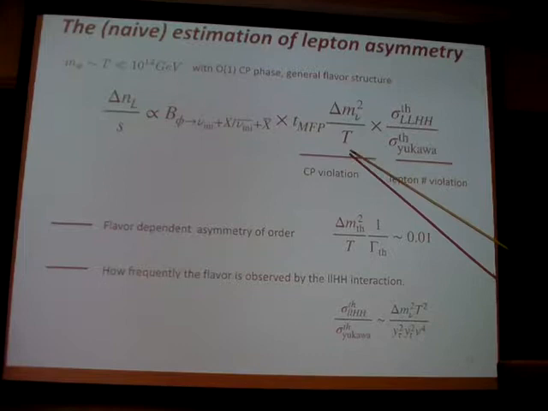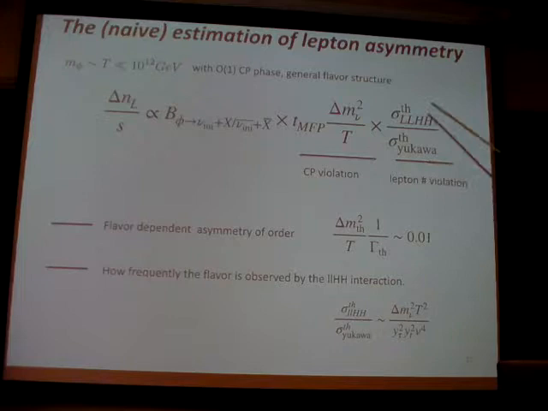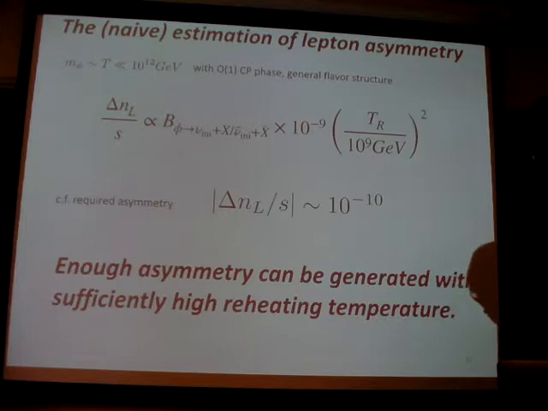by assuming all the one CP phase and the general flavor structure of the inflaton coupled to the leptons. The last term represents how frequently the flavor is observed via the LLHH interaction, namely how frequently lepton number is violated. Then we get that the amount of asymmetry can be around 10 to the minus 9 if the reheating temperature is around 10 to the 9 GeV for the one flavor emission.